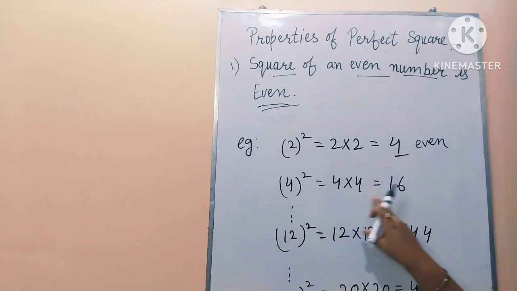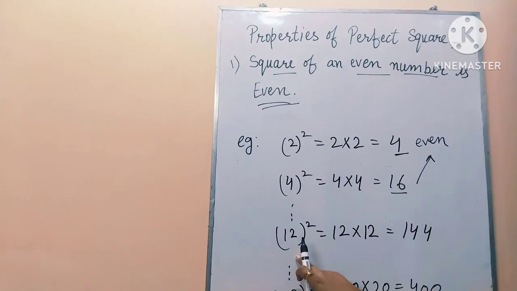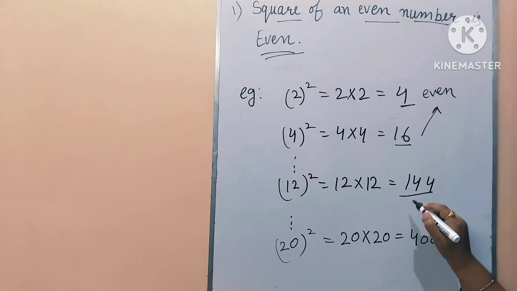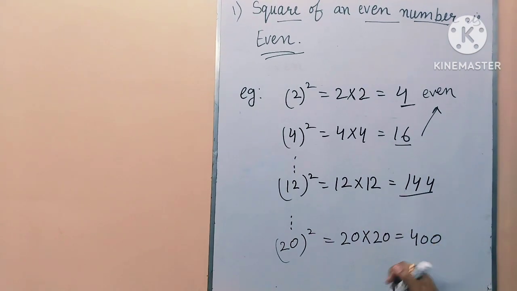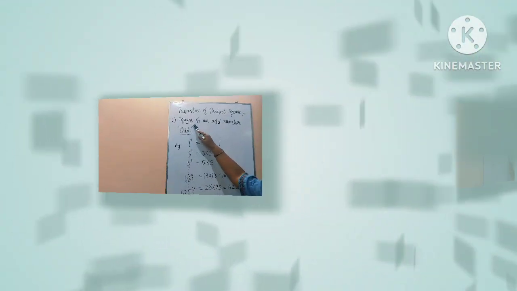Similarly, if you are taking another example of number as 4, and you are doing the square which is 16, 16 is also even. Similarly for 12, if you do the square you get 144 which is even. For 20 also you get the square as 400, which is even.